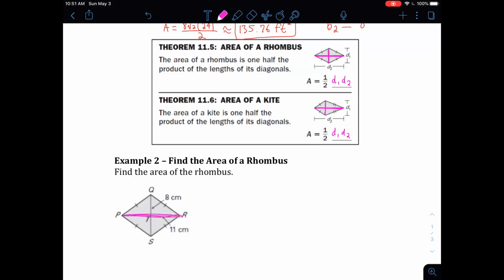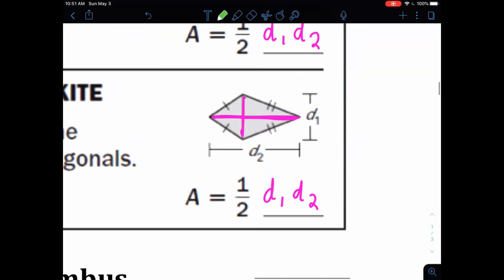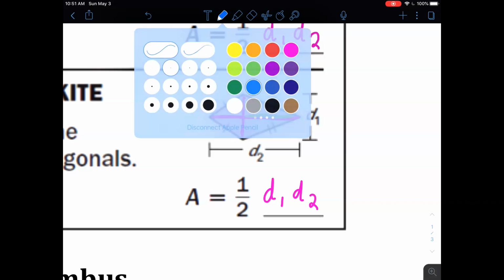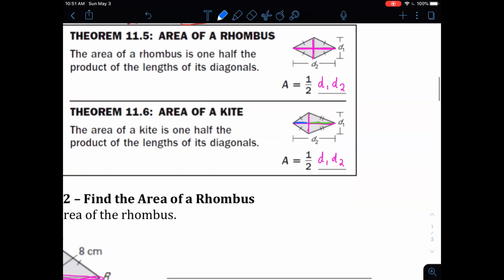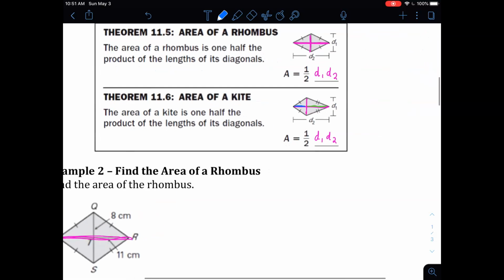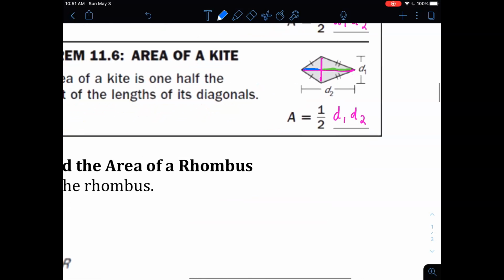Okay, a kite is going to be different because if you look back at the kite, this length right here is longer than this length right here. So that's why they might have different lengths. We have to be careful about that. And all you would do in that case is add the blue and the green together to get your other diagonal.